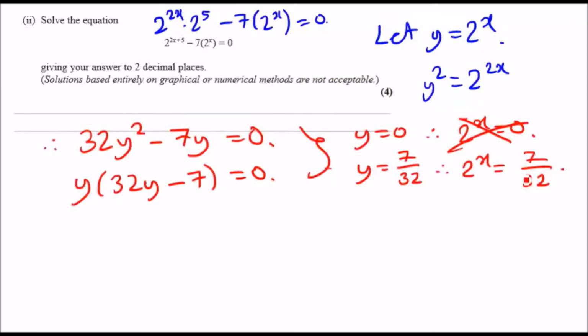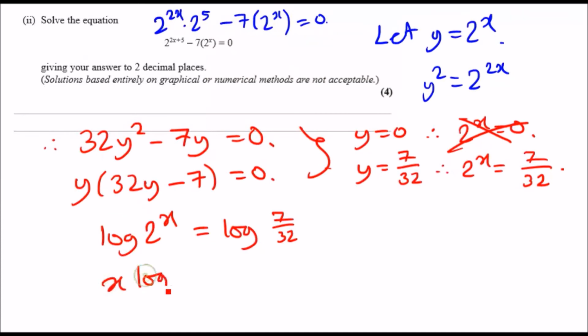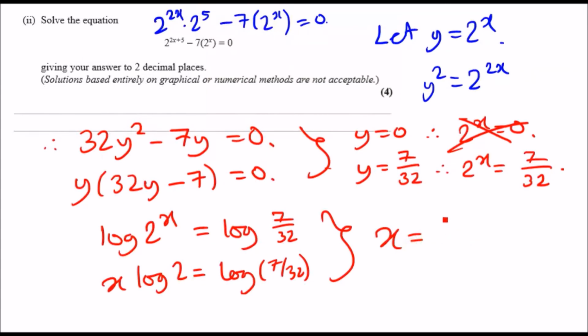Now, to solve the second one, 2 to the power x equals 7 over 32, just log both sides. So log of 2 to the power x must equal the log of 7 over 32. You have to give your answer to 2 decimal places. Thanks to the log rules, we can bring the power in front. So it's going to be x times log 2 equals log 7 over 32. Now we just divide by log 2. So the final answer is x equals log of 7 over 32, over log 2.